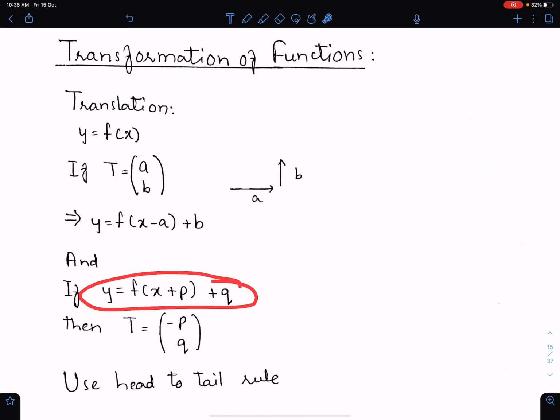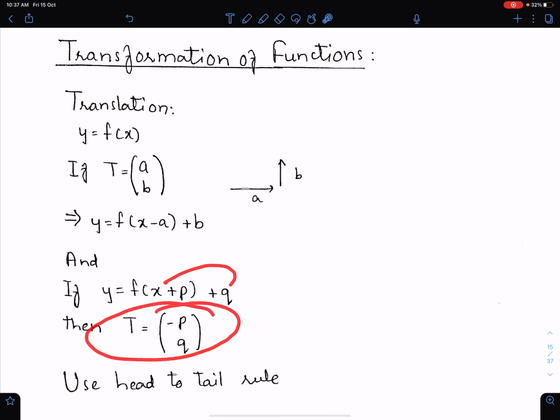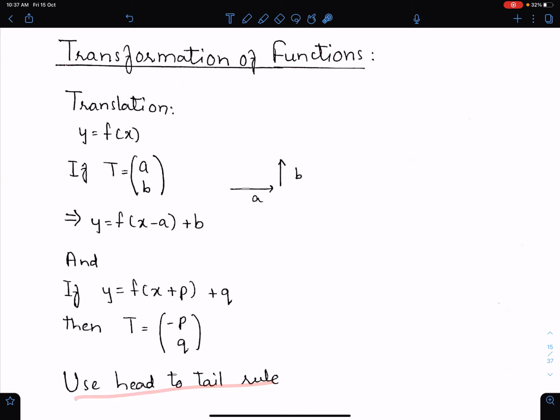What if the equation is given and the question is to identify the transformation? So this means minus p and this means q. So this is translation with vector minus p and q, and use the head to tail rule for the graph of the resulting function.